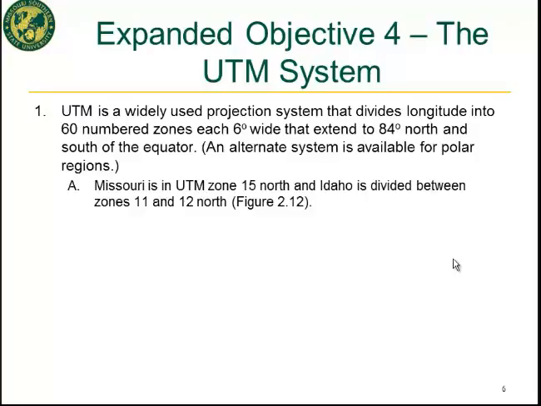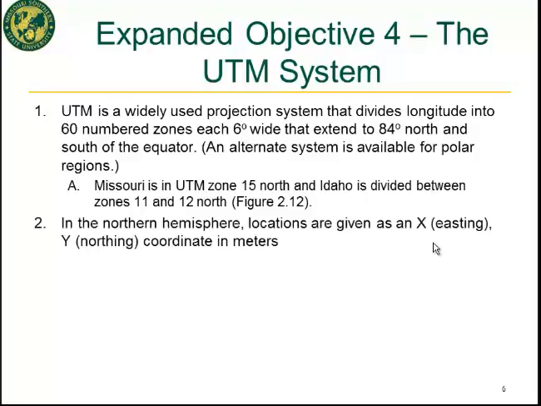For example, Missouri is in UTM zone 15 north. Idaho is divided between zones 11 and 12. We'll see figure 2.2 here momentarily. When working in the northern hemisphere, locations are given as an X and Y coordinate system in meters. The units of measure are typically meters. The X is often referred to as the easting value, the Y as the northing value.